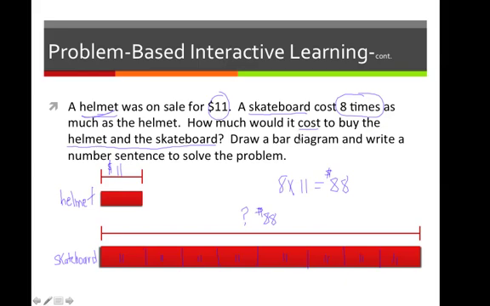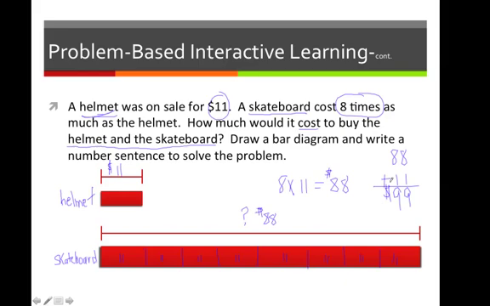Okay, am I done? No, I need to find the total cost because I'm looking for the helmet and the skateboard together. So that would be the $11 plus the skateboard, which is 8 times the 11. So that would be 88 plus 11. So 1 and 8 is 9, and 1 and 8 is 9, for a total of $99.